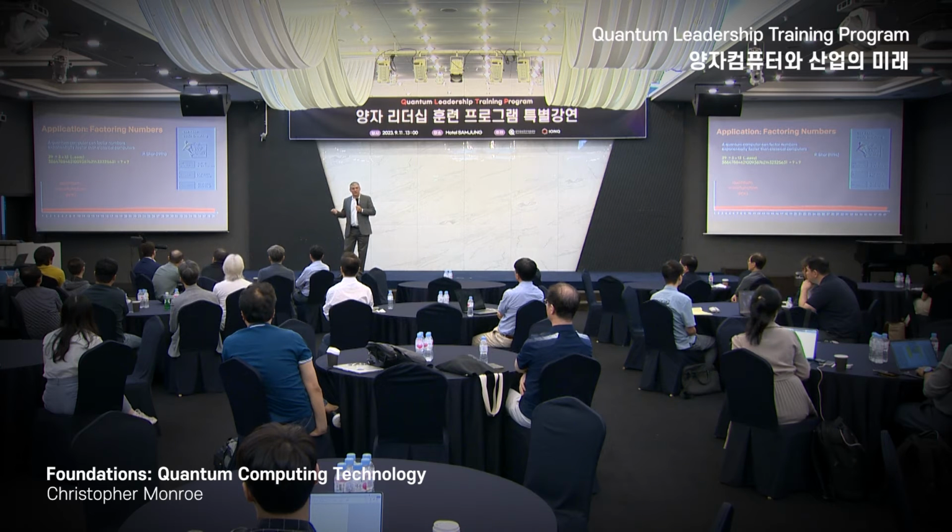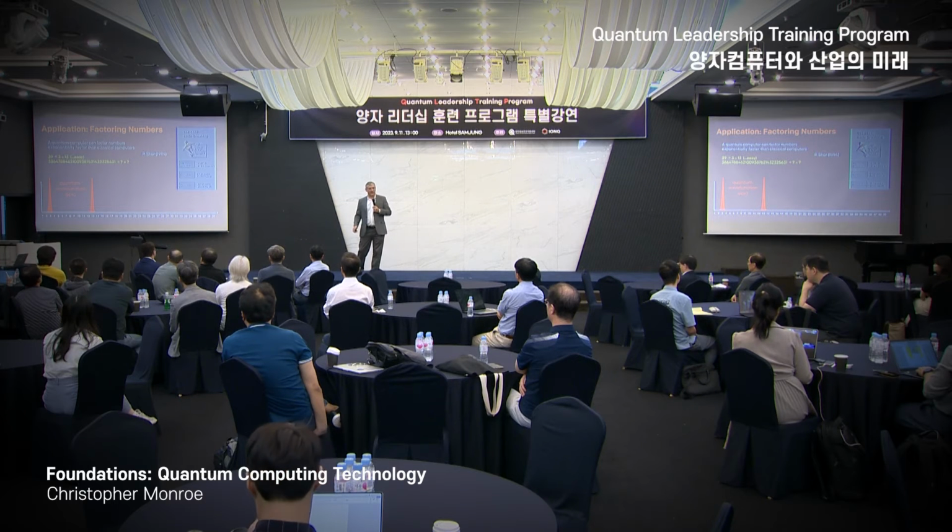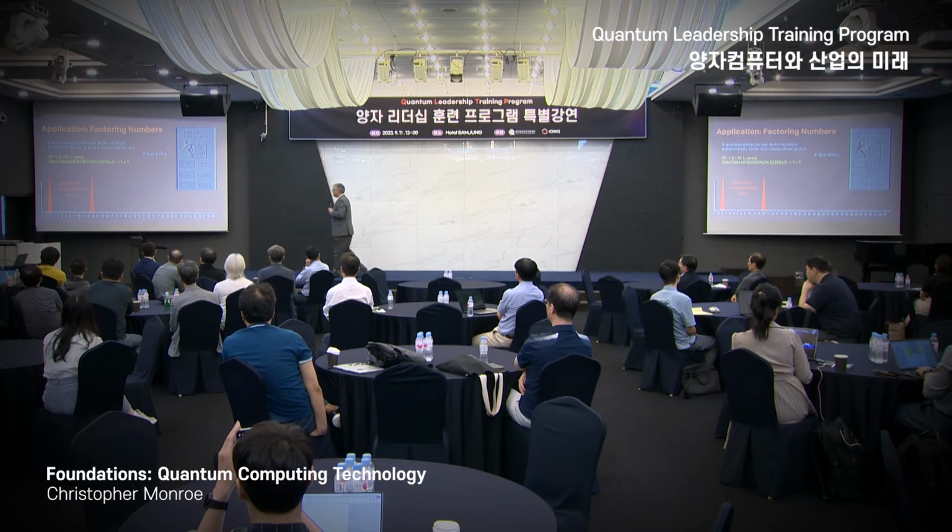It only scales quadratically with the number of bits. You apply gates until the quantum state becomes this, a superposition of 3 and 13. And then when you measure it, you're going to get one of the factors of 39. That's basically how it works.